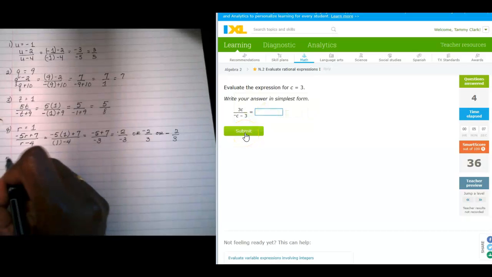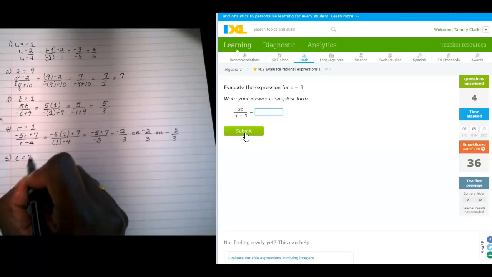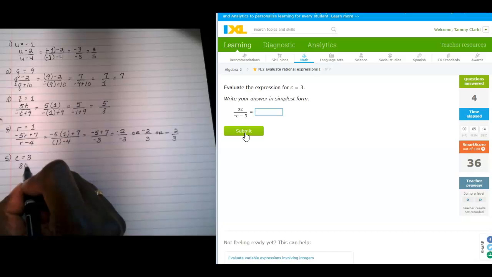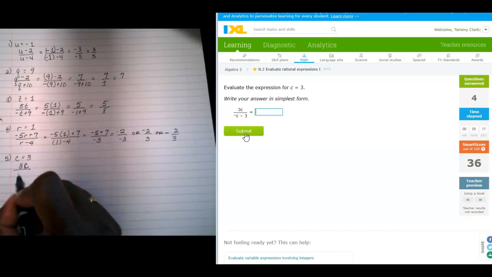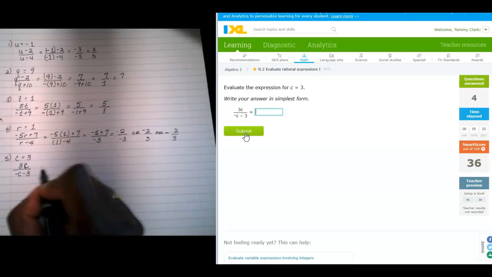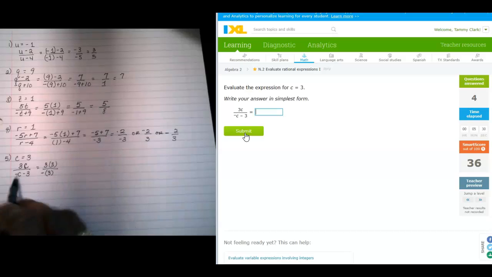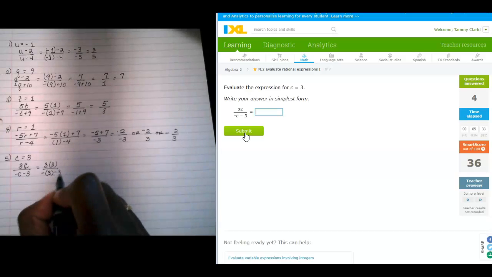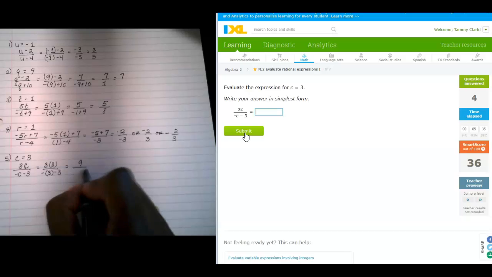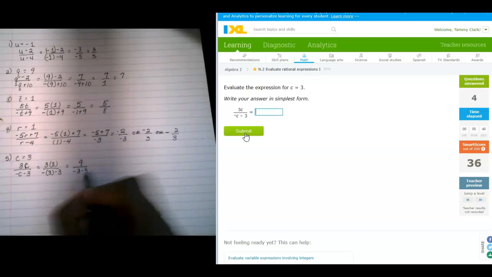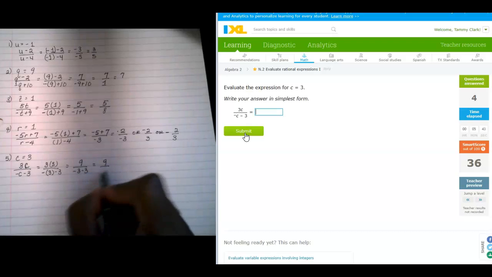Now number 5 says that we're going to evaluate for c is equal to 3. So we've got 3c divided by -c minus 3. So we've got 3 multiplied by 3. Negative c is 3, so we're replacing c with 3, minus 3. That gives us 9 over -1 times 3 is -3 minus 3. So that gives us 9 over -6.